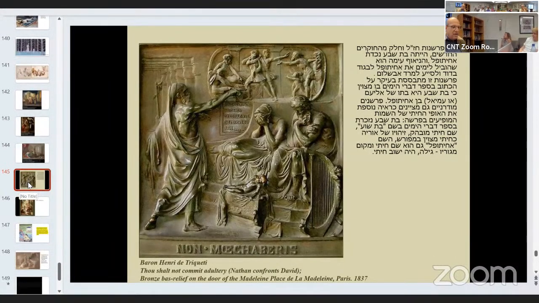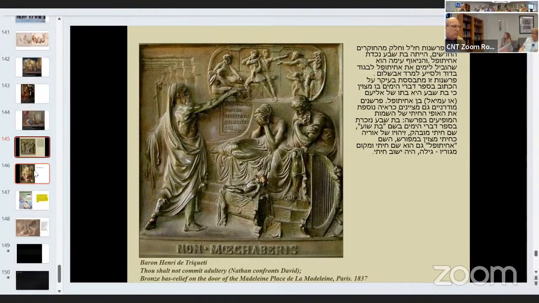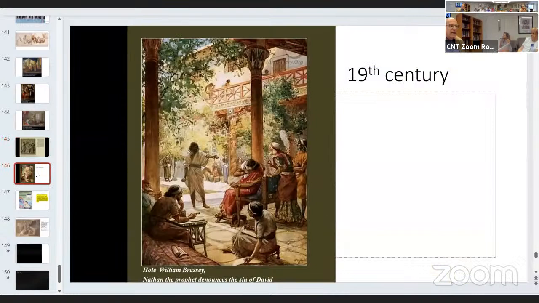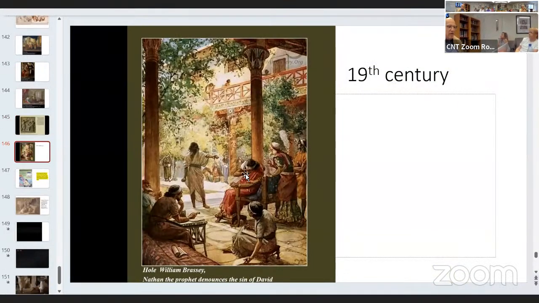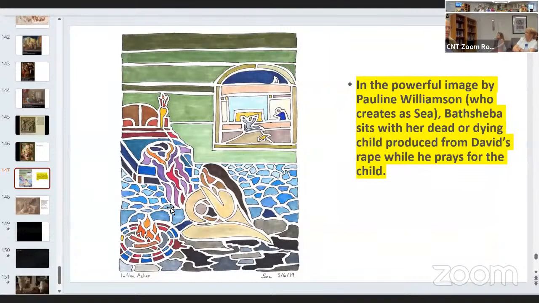That thou shalt not commit adultery, statue or plaque. Here's again, Nathan, the prophet, denounces the sin of David. And here's Bathsheba crying over the death of Uriah. Very powerful image. And the child produced from David's rape while he prays for the child is here as well.